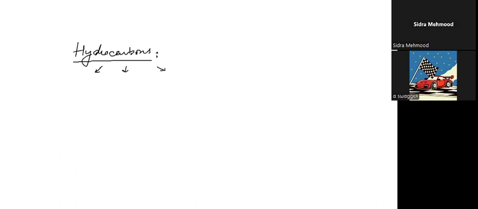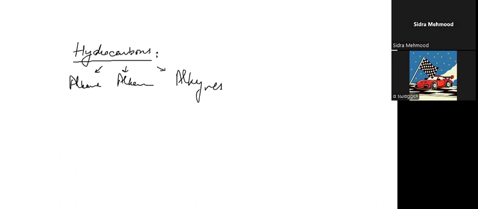Previously we did this: for alkanes we use CnH2n+2, for alkenes it's CnH2n, and for alkynes it's CnH2n-2. Do you remember this? We have three classes: alkanes, alkenes, and alkynes. And what is the basic difference between these three?